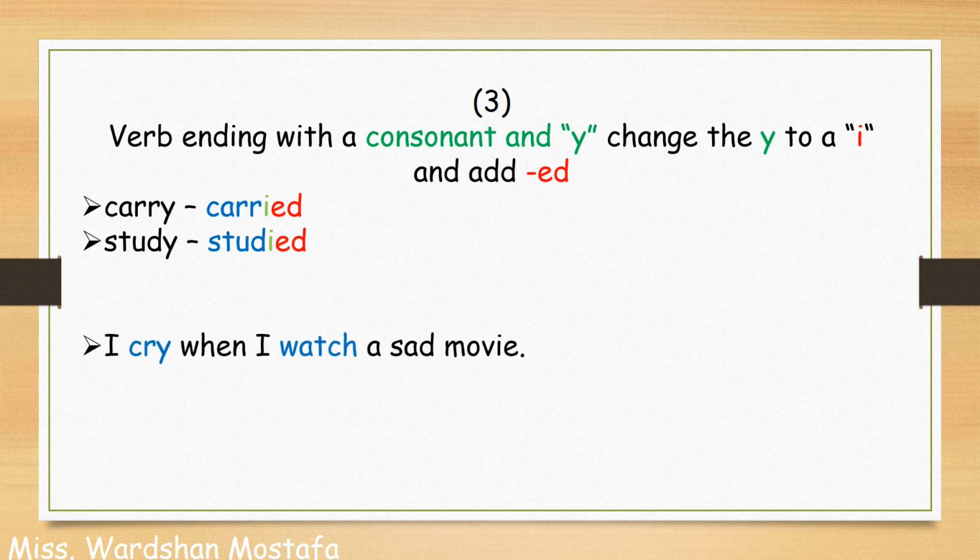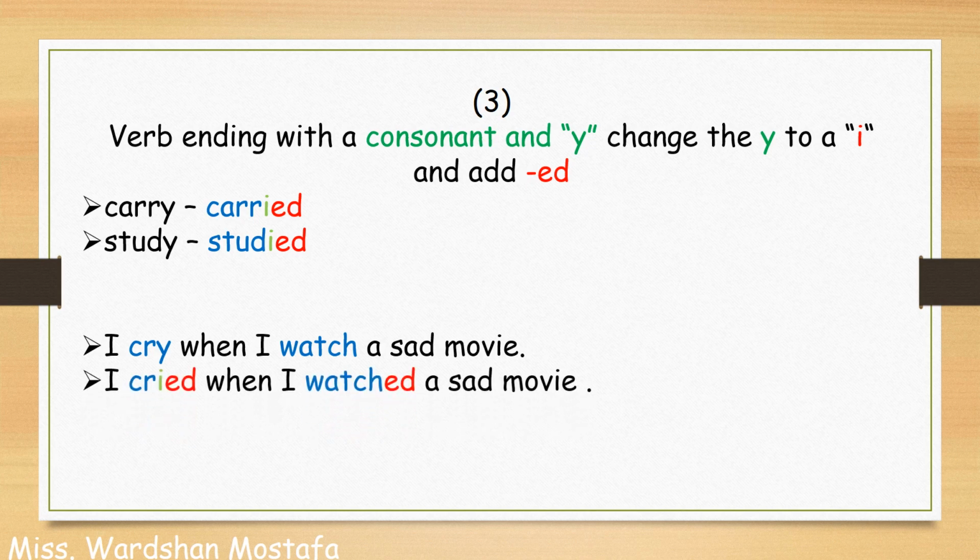I cry when I watch a sad movie. Let's have a look at the verb cry. It will change to cried. The Y changed to an I and we add an ED. Watch is the simple verb. It's the first rule. So watch becomes watched.